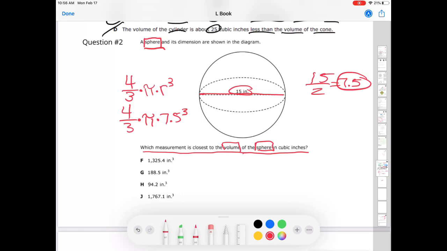All right, so once you've used your calculator, once you plugged in 7.5, I'm doing that right now, I'm going to get 1,767.15 inches cubed as my volume. And my only answer choice that matches that is J.